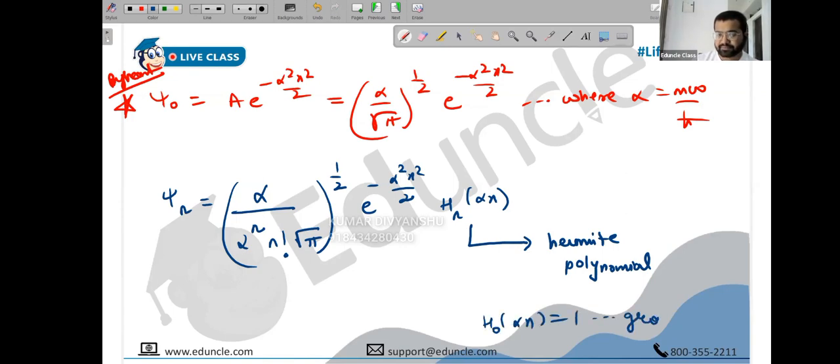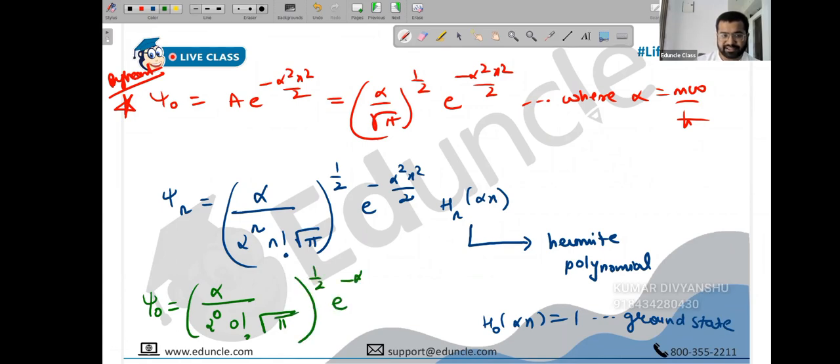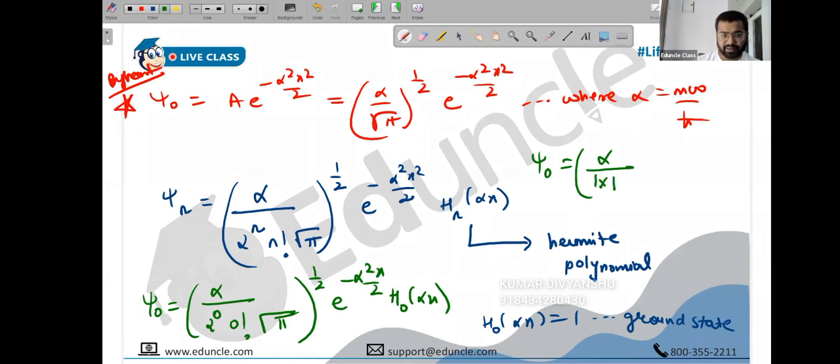Like I said, you don't have to learn this by heart. It's just for your reference. But we can verify it, so let's do that. For the ground state, substitute n equals 0: psi 0 equals (alpha upon 2 raised to 0, 0 factorial, root pi) raised to half, e raised to minus alpha square x square by 2, and H 0 of alpha x. So what is it? Alpha upon anything raised to 0 is 1, 0 factorial is 1, root pi raised to half, e raised to minus alpha square x square by 2. And what is the Hermite polynomial for the ground state? That's 1.